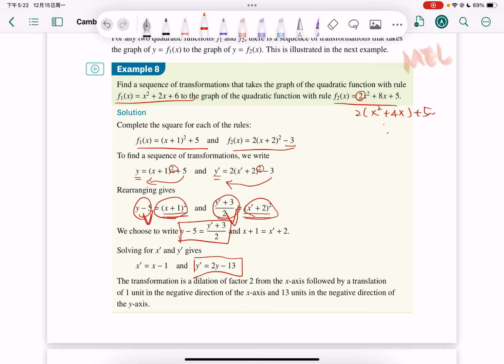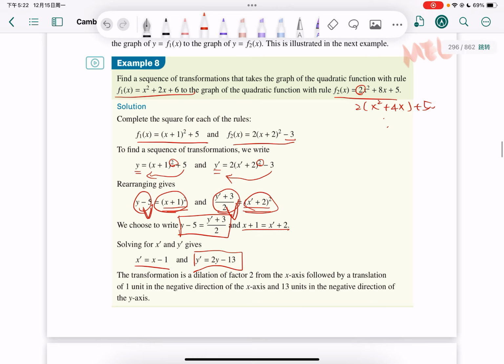And the x part, after factorizing, you'll see it's very easy to write an equation, x plus 1 and x prime plus 2. So we get x prime equal to x minus 1. So now we can say the transformation. So the transformation is a dilation of 2 from the x-axis.